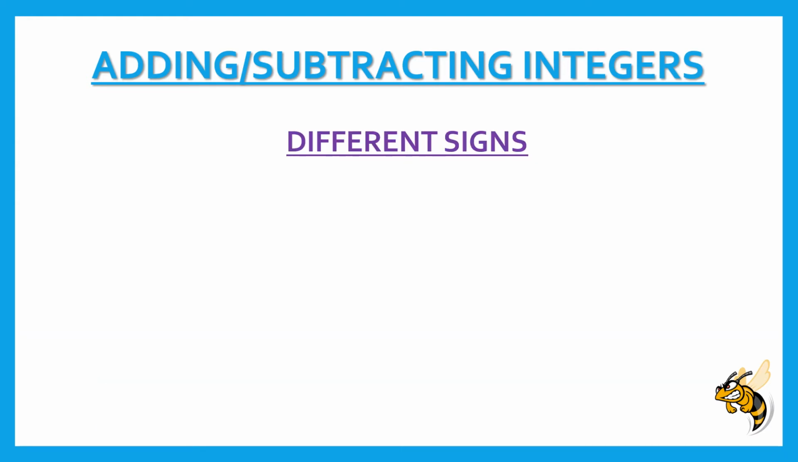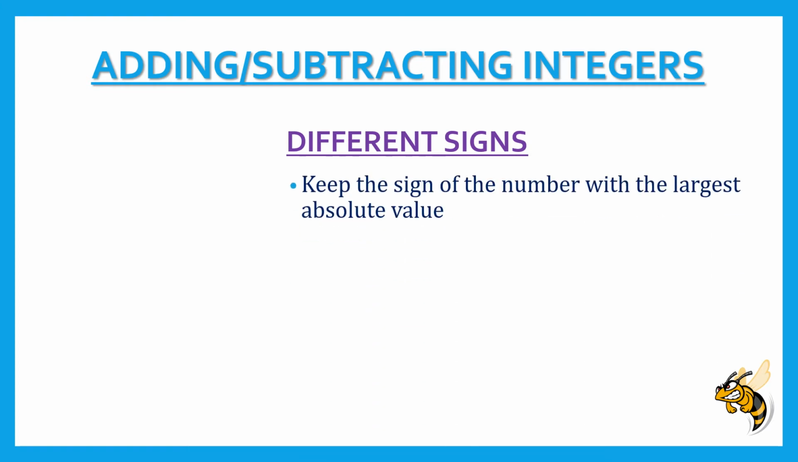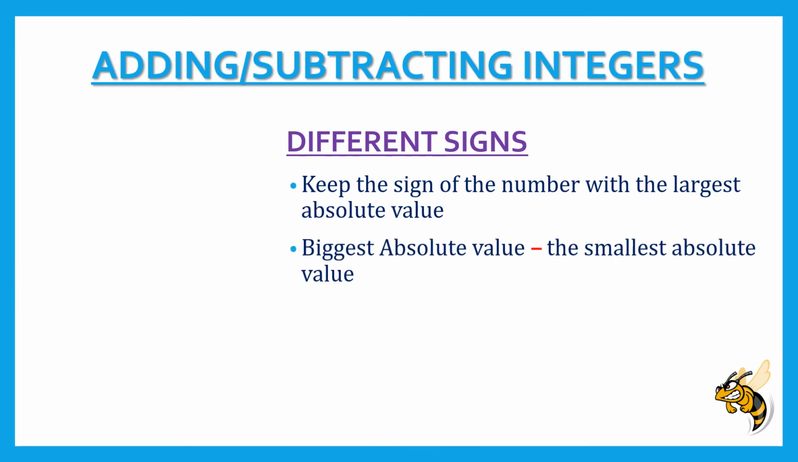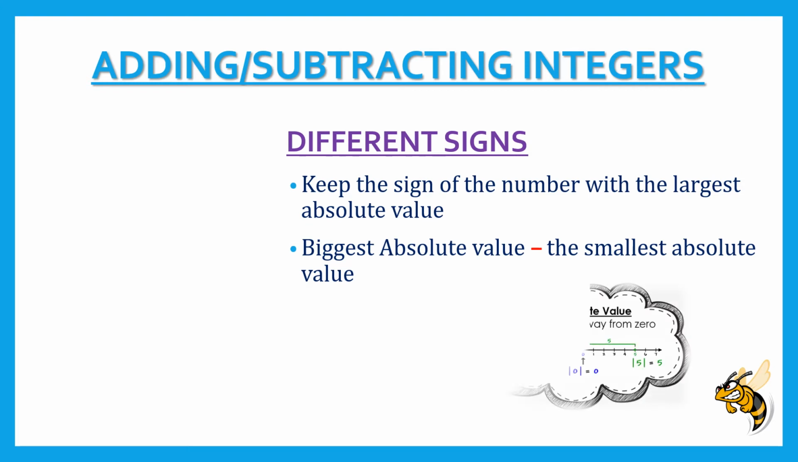The second scenario we want to look at is whenever they have different signs. First, keep the sign of the number with the largest absolute value. Second, you're going to do the biggest absolute value minus the smallest absolute value. And there's a diagram reminding you that absolute value is the distance away from 0.